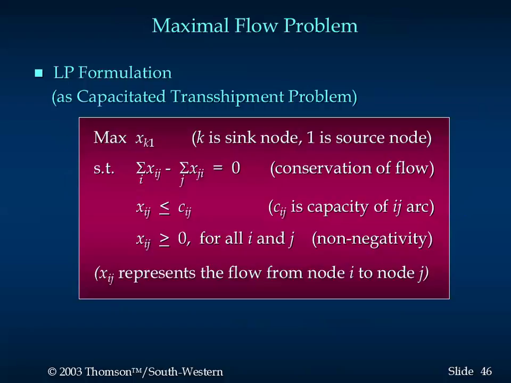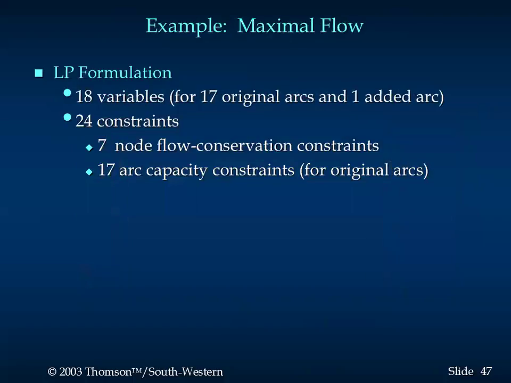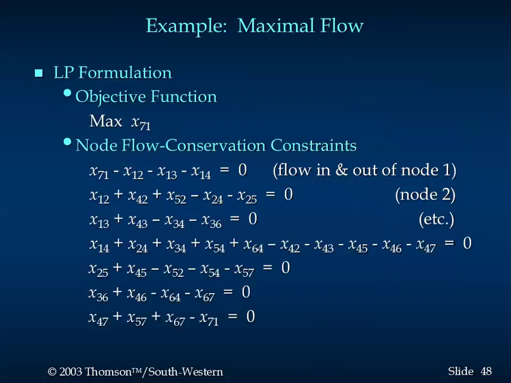So as a linear programming problem, it is very simple to build. Maximize the flow, that is xk1, that is Z, and at each intermediary node, the sum of xij over i minus the sum of xji over j must be equal to 0. So what comes in must go out. And each xij is less than or equal to cij, the capacity, and so on.